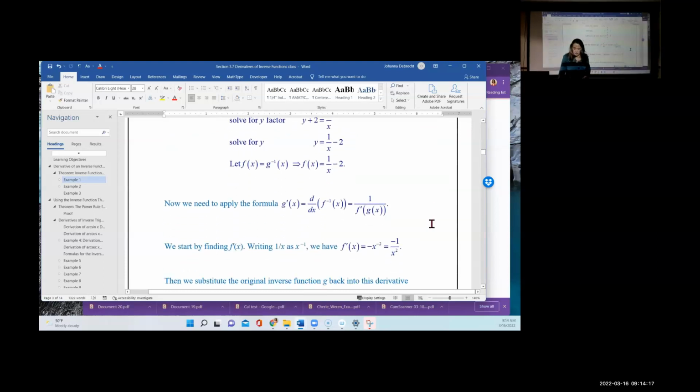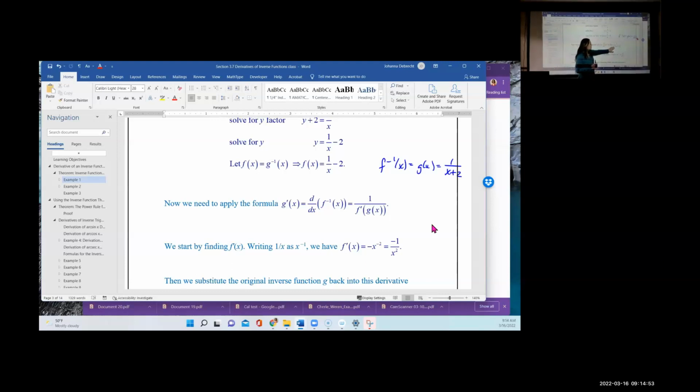All right, so now we're going to apply the formula. So we have f of x is equal to 1 over x minus 2, and f inverse of x, which is equal to g of x, is equal to 1 over x plus 2. All right, these are the two functions we're working with. We want to find the derivative on this function. It is the inverse of this function. So this becomes our original function. And we're going to apply the formula to it.